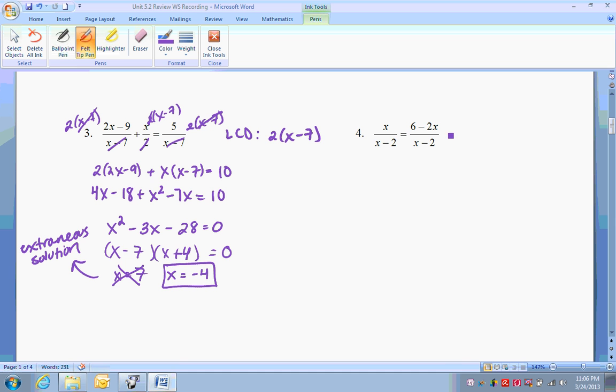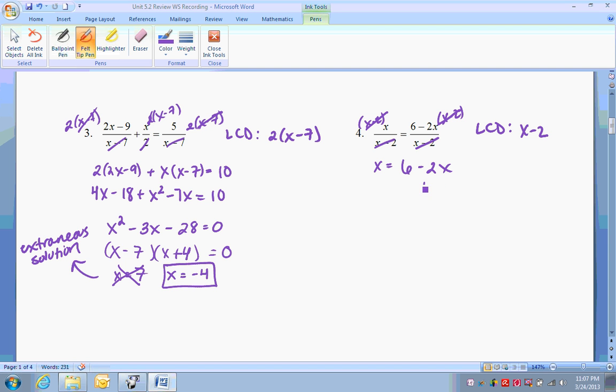Okay, moving on to number 4. Well, the only denominator we have here is x minus 2. So I multiply both sides by x minus 2, and it should clear out my denominators, which it does. And I'm left with x equals 6 minus 2x.